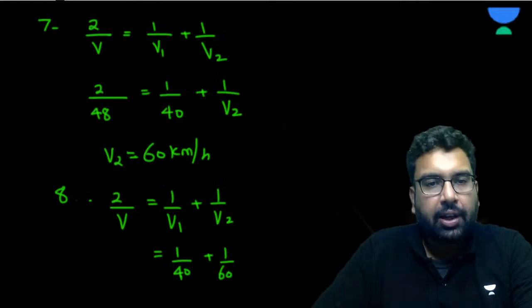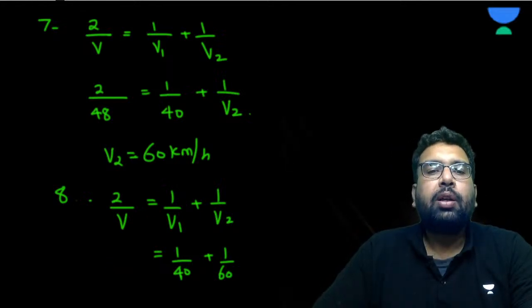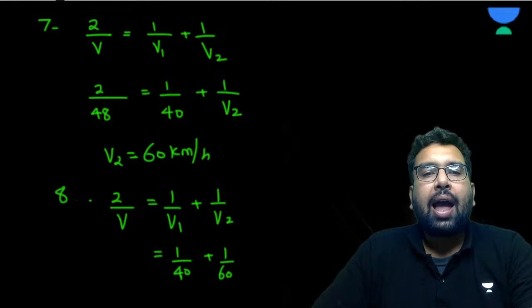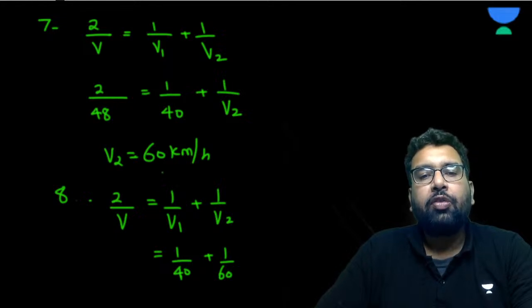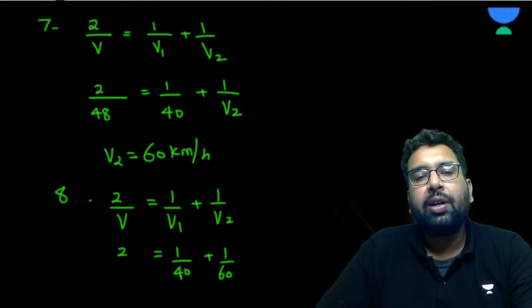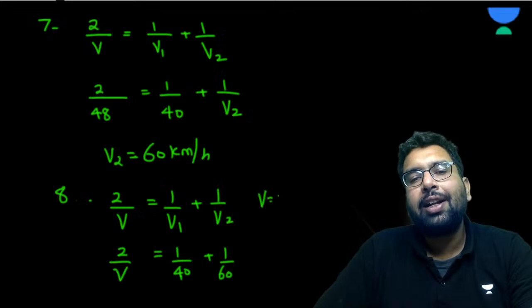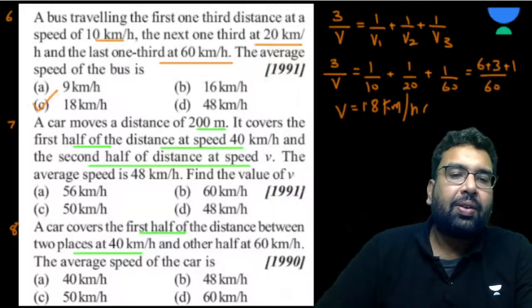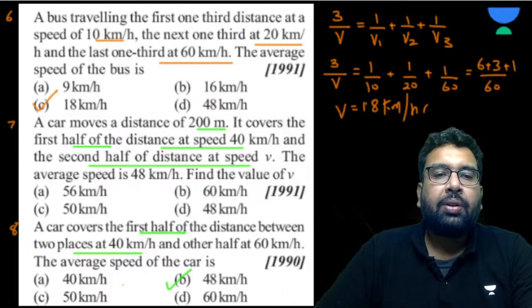See, 2 by 48 is equal to 1 by 40. So we got V2 as 60 kilometer. Now when V2 is 60, this is 40. So definitely we are going to get V as 48, isn't it? Okay, so what will be the answer? The answer will be B option.